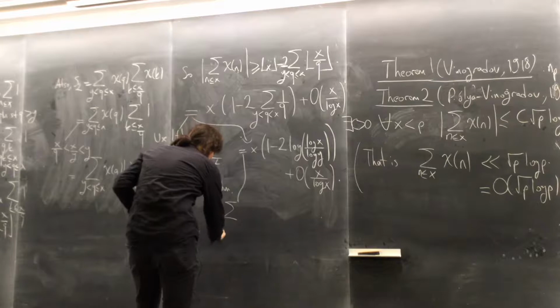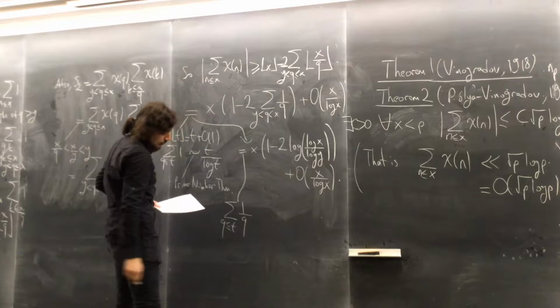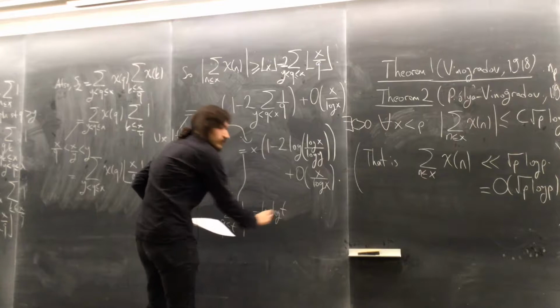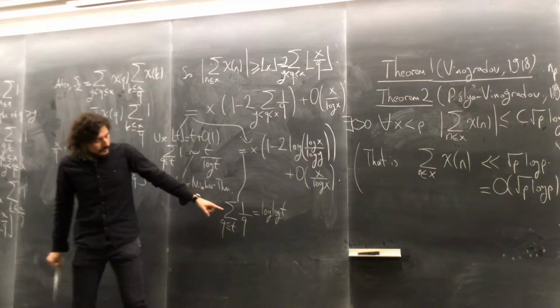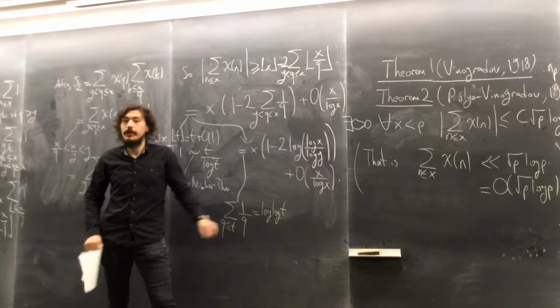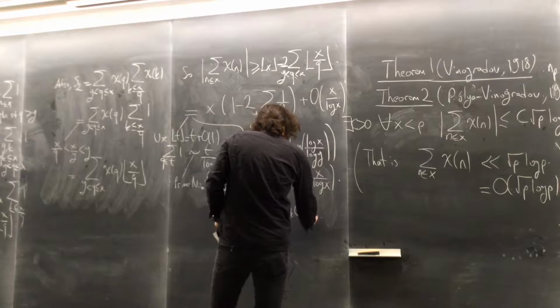Q up to T, summing of 1 over Q is equal to log log T. So the sum of reciprocals of prime numbers up to a threshold T behaves like log log T, by a result of Mertens, plus a constant, plus an error term, 1 over log T.